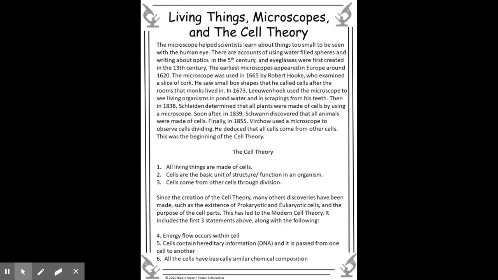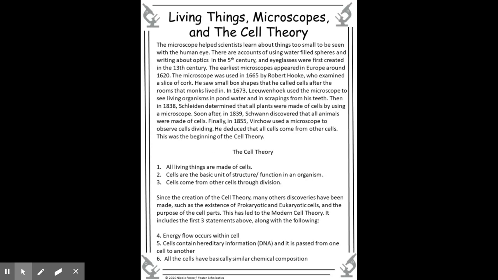Then in 1838, Schleiden determined that all plants were made of cells by using a microscope. Soon after, in 1839, Schwann discovered that all animals were made of cells. Finally, in 1855, Virchow used a microscope to observe cells dividing. He deduced that all cells come from other cells. This was the beginning of the cell theory. With the cell theory: 1, all things are made of cells. 2, cells are the basic unit of structure and function in an organism. 3, cells come from other cells through division.